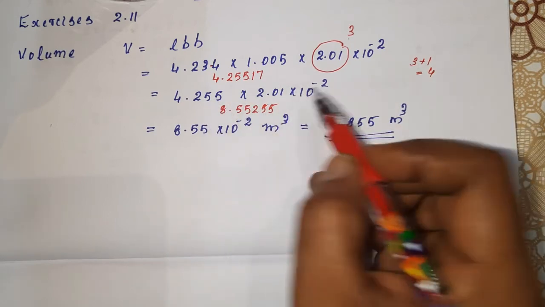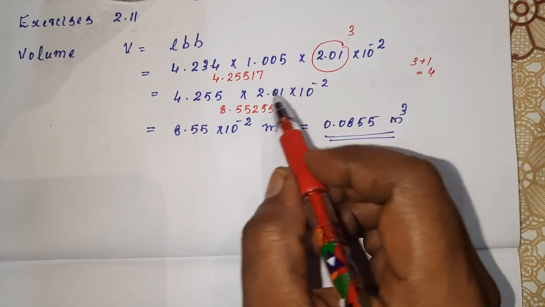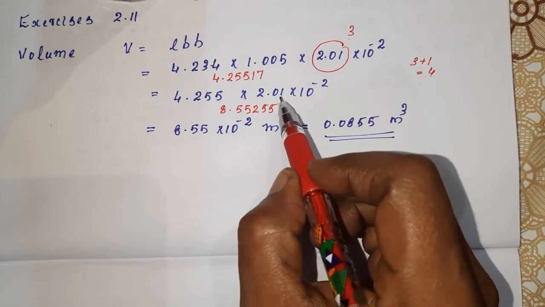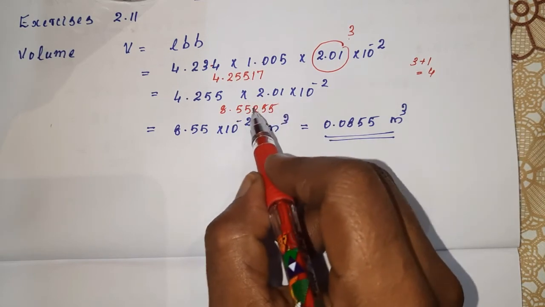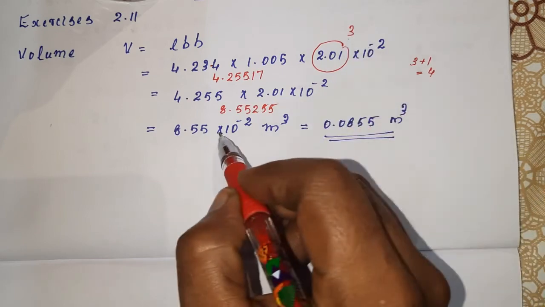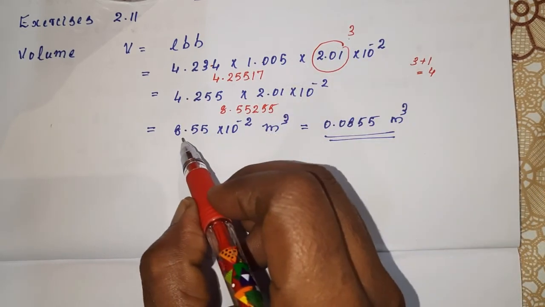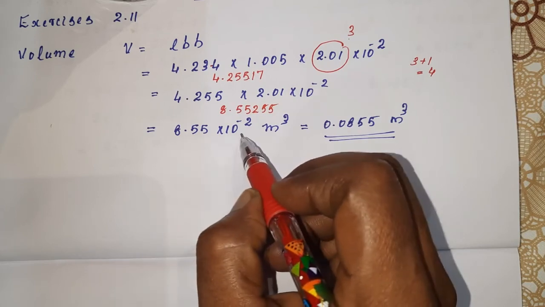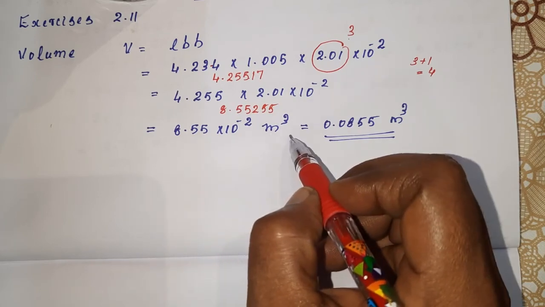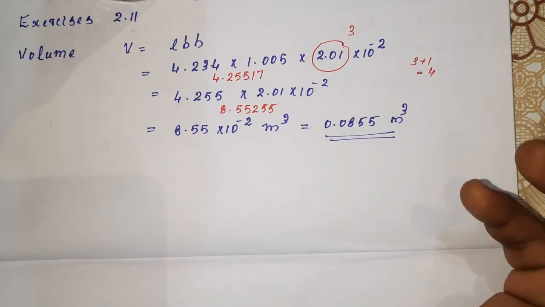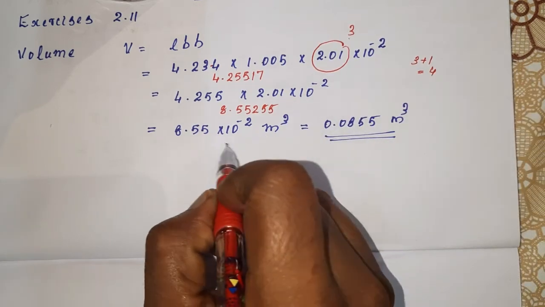Now finding this product, you will get 8.55255. That is the last step. You need to write it up to 3 significant figures because the least number of significant figures is 3. So you have 8.55 into 10 raised to minus 2 meter cube. You can write it as 0.0855 meter cube. This is optional. You can wind up here itself.